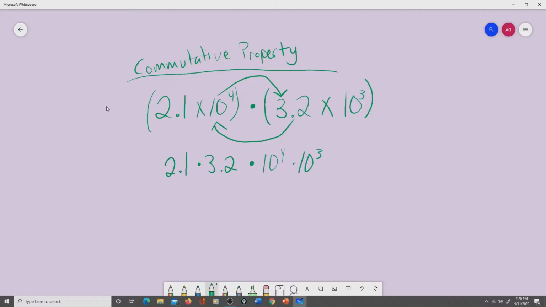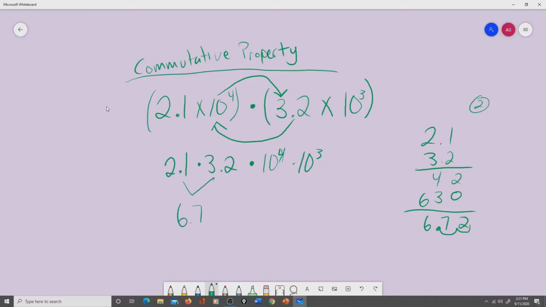Now, to evaluate this problem, we just use what we know. We know how to multiply these two numbers, so we'll do the scratch work over here. So 2.1, 3.2. I have two decimals, so I'll keep track of that over here for the end. 2 times 1 is 2. 2 times 2 is 4. Go to the next spot, my place marker. 3 times 1 is 3. 3 times 2 is 6. So I get 2, 7, 6. And I know I'm going in two places, 1, 2. So I know that this is going to be 6.72.